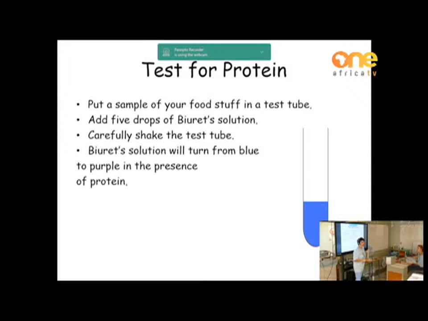With my food sample, I shake it a bit. If there's no protein, it stays blue. If protein is present, it will change to a purple color. No heat necessary. Okay, right.